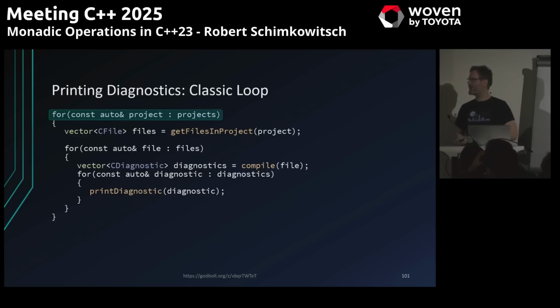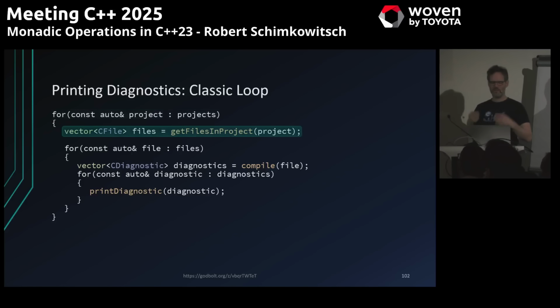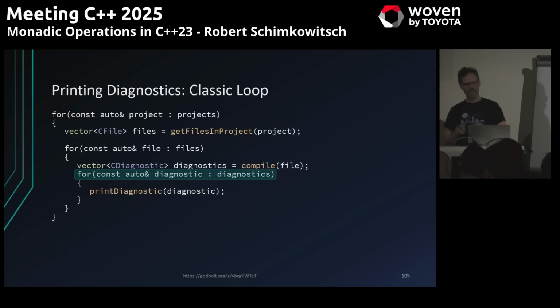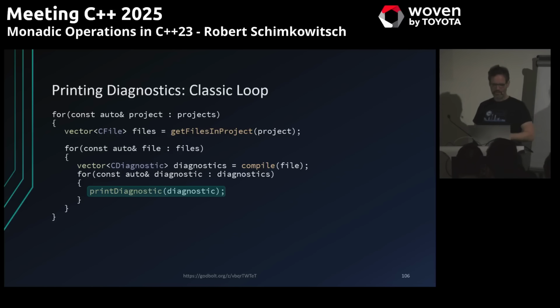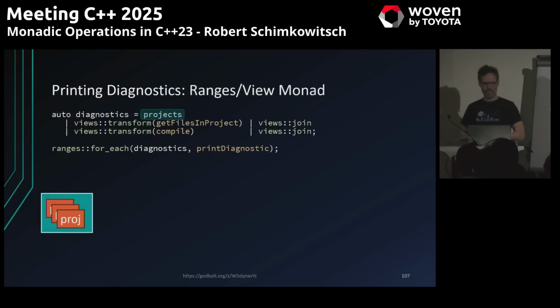And this would be my classic style loop implementation. So I loop the projects, I get the files in the project, I loop the files, I get the diagnostics of a single file, I loop the diagnostics, and then I print them. Who uses code such as this? Okay, how else could we do it?